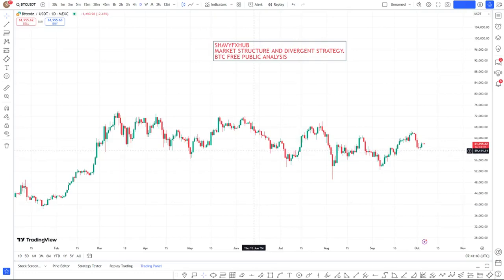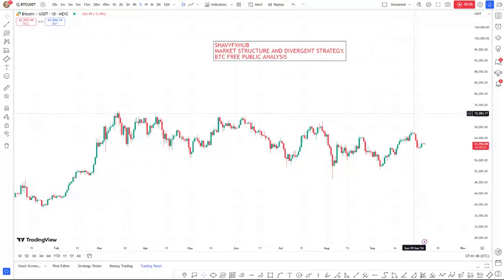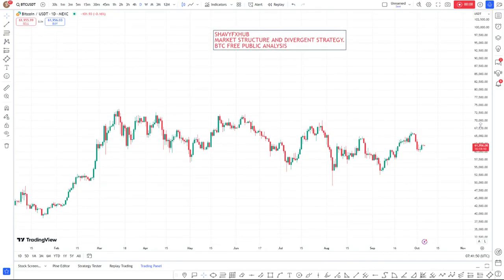A quick dive into free public BTC market structure analysis based on Shavyfxhub strategy. I do like to look and see what we normally look out for, which is the break of structure. Like I said, BTC has been projecting very long weeks. On the weekly, we've got some analysis showing us a buy level at the 47,745 level.